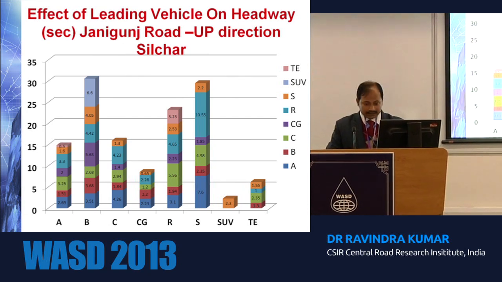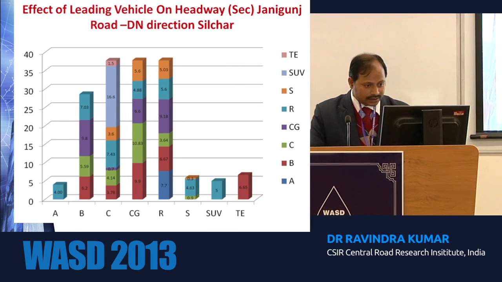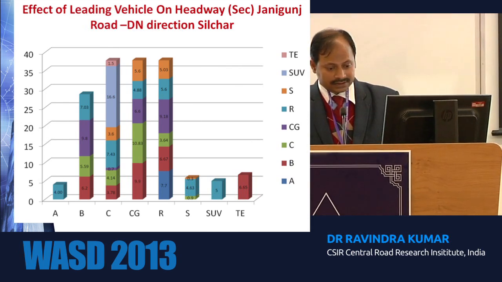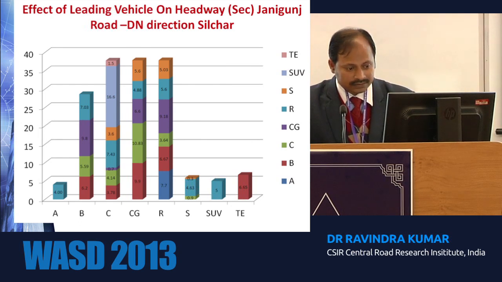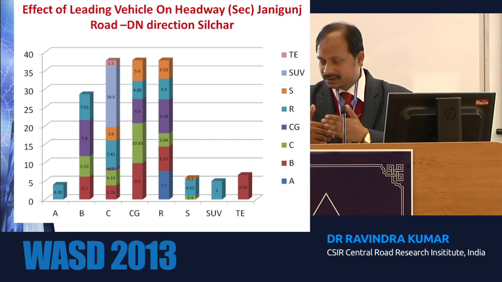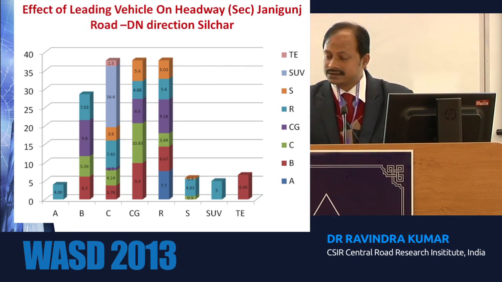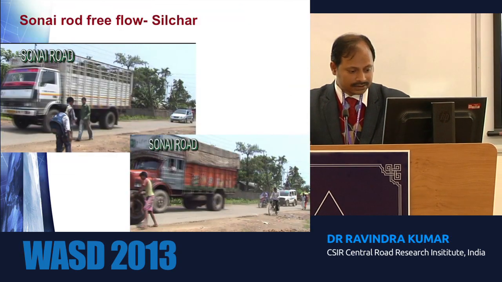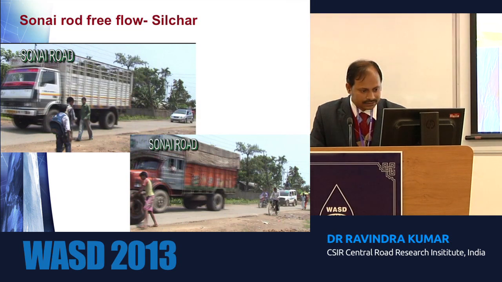1.2 seconds is a critical headway. Similarly, in this case 1.5 seconds is for tempo and 0.7 seconds for hand cart. If such headways exist between vehicles, then certainly the chances of accidents are greater. And these are the different types of traffic in the free flow conditions.